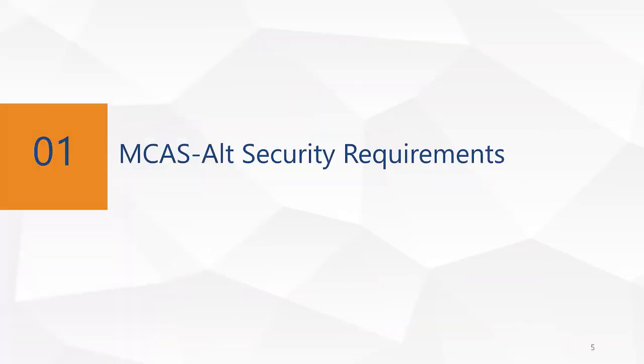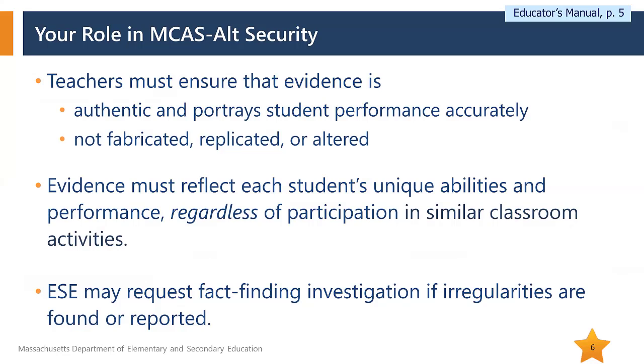I like to get this out of the way because it isn't very pleasant, but it's very important. So, MCAS-Alt security requirements. At the Department, as you know, we find the MCAS security very important, and we also find the MCAS-Alt security very important. So what does that mean for you? Really, it just means that if you are putting together a portfolio, you're going to put it together authentically. You're going to capture the student's independence and accuracy authentically. You're not going to fabricate the evidence or replicate it or alter it in any way. Even if you're doing small groups, you still have to do individualized accuracy and independence. We're not telling you not to do small group, just find a way to collect the accuracy and independence on those individuals.